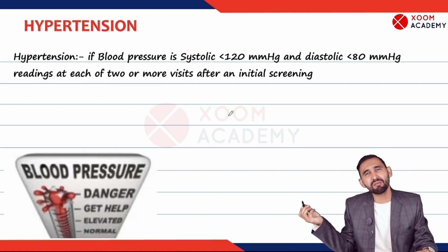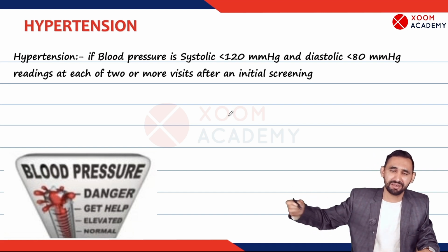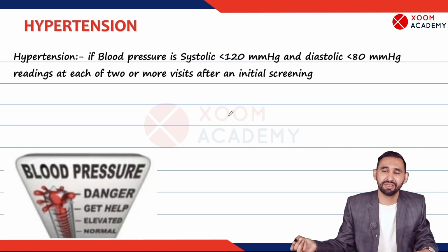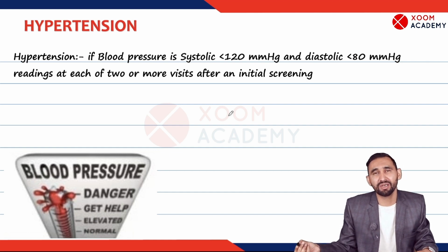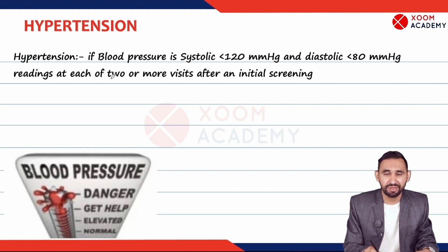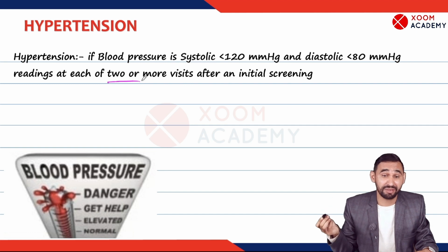Hypertension is an emerging problem nowadays. Majority of people have rise in BP. Normal blood pressure is 120 millimeter of mercury systolic and diastolic is 80 millimeter of mercury. But if blood pressure rises above 120 and diastolic blood pressure rises above 80, in two successive readings or two successive visits after screening, person may be hypertensive.